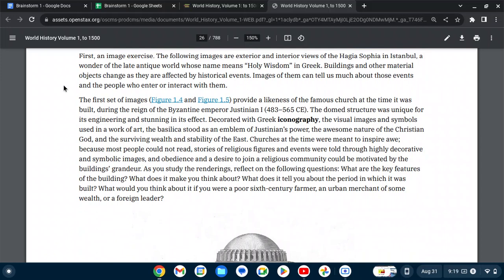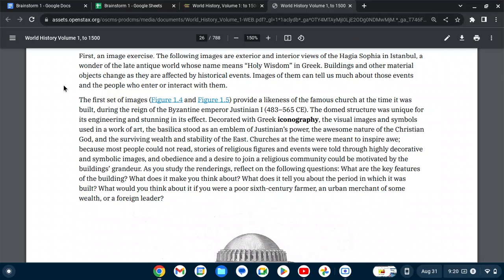Churches at the time were meant to inspire awe because most people could not read. Stories of religious figures and events were told through highly decorative and symbolic images, and obedience and a desire to join a religious community could be motivated by the building's grandeur.